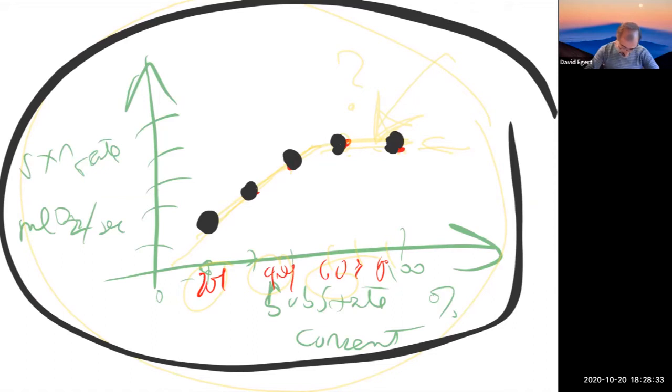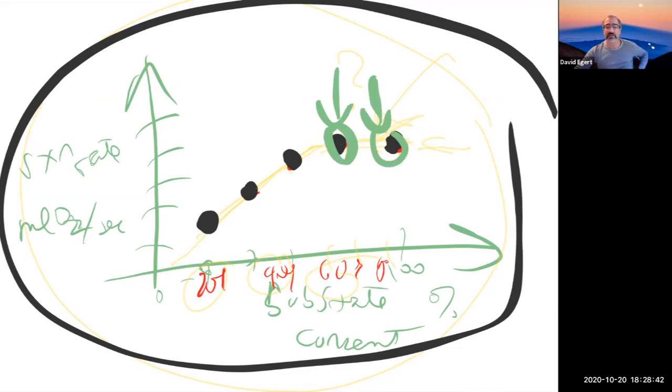Is there going to be any difference if I have 60% and 80% and the rate is the same? Is everything about those reactions going to be the same? No, the one with the greater substrate concentration will produce more oxygen. Yeah, this one will go on longer.